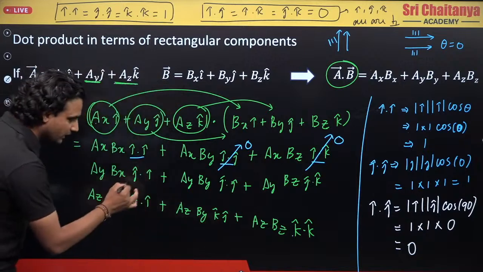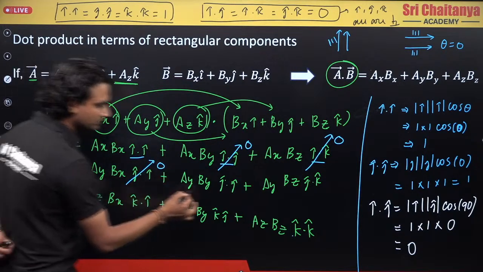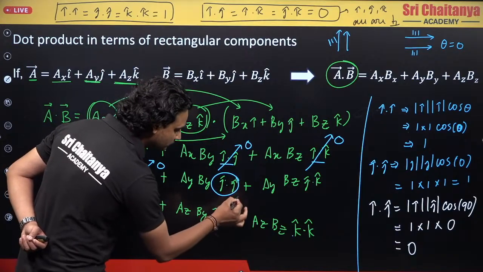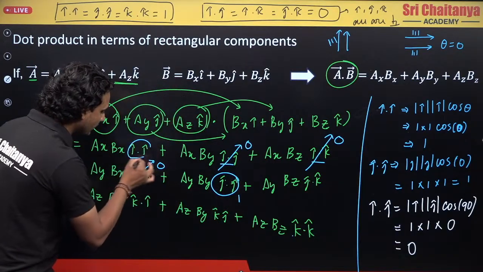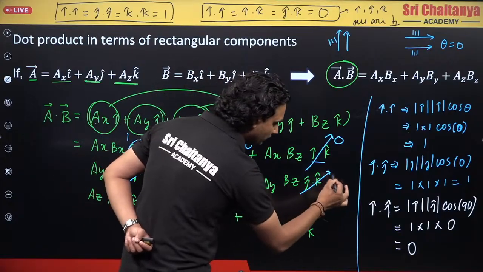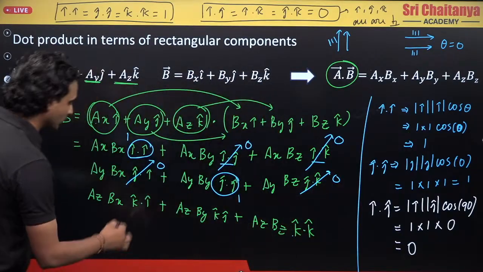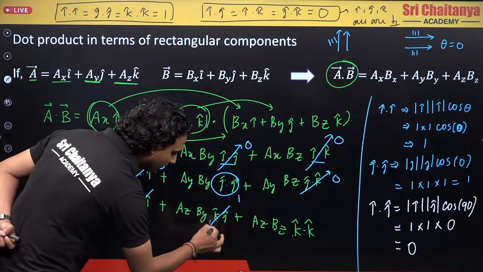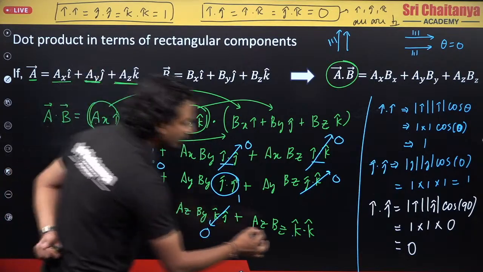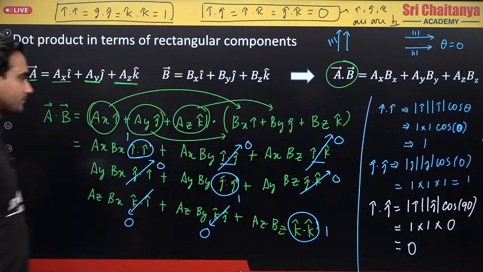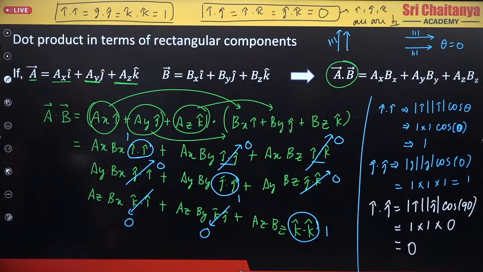Then what is j dot i? This will also be equal to 0. What is j dot j? This will be equal to 1. Similarly, i dot i will also be equal to 1. What is j dot k? j dot k will also be equal to 0. Now, what is k dot i? k dot i is perpendicular, that is 0. k dot j is also 0, and k dot k will be equal to 1, correct?